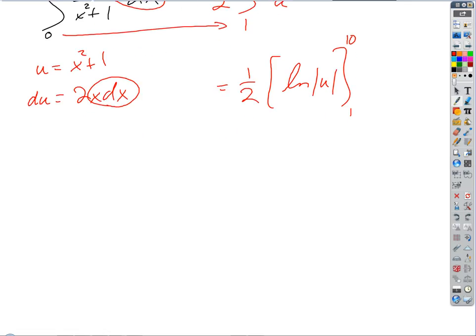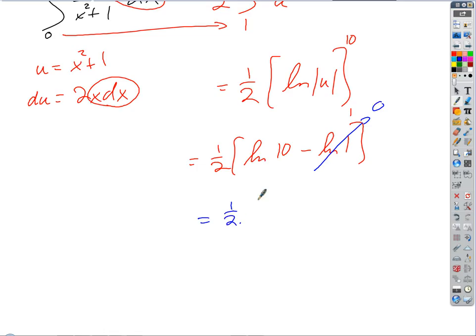Do I need to put the absolute value bars around this? No, I don't, because my values of u are all positive. So we get 1/2 times natural log 10 minus natural log of 1. The natural log of 1 is zero. So we just get 1/2 times natural log 10.